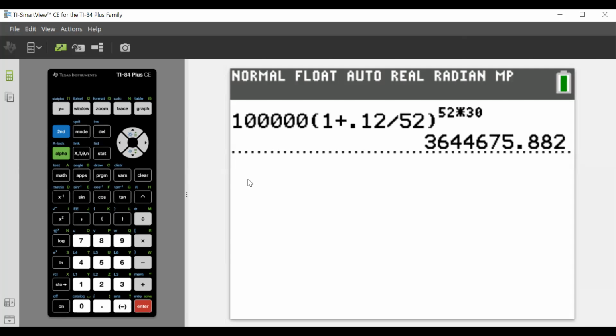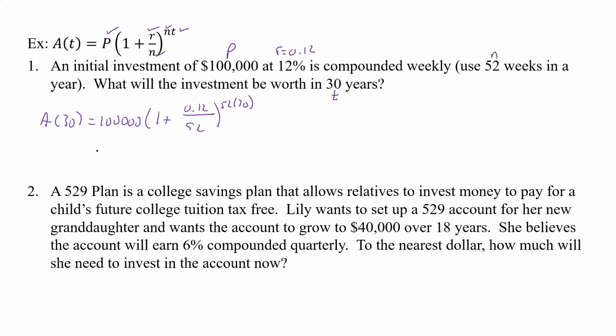So that's going to give me the value $3,644,675.88. And again, to that penny. Okay. All right, so that's how you do that one.